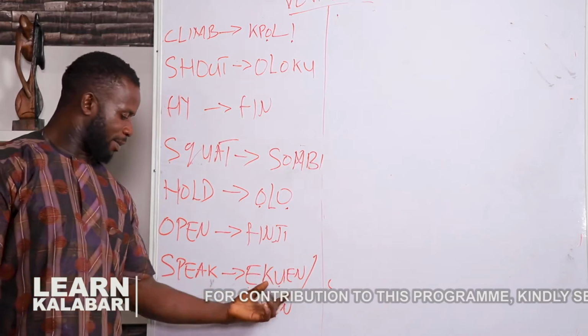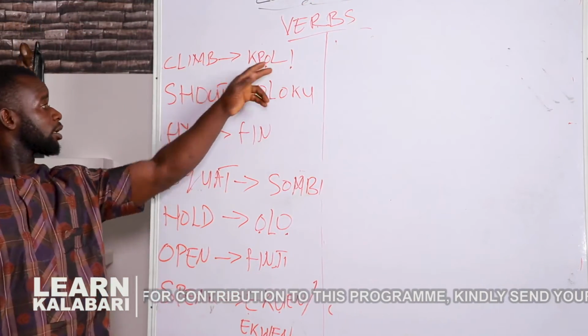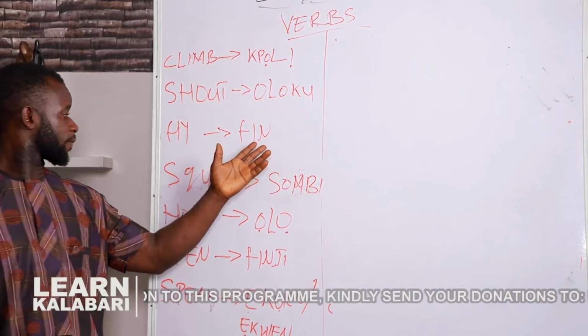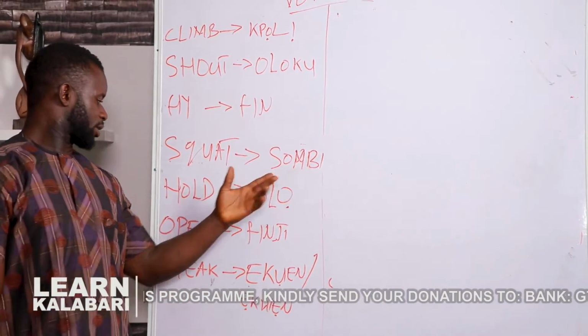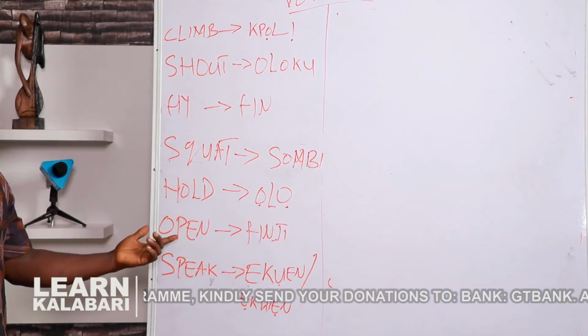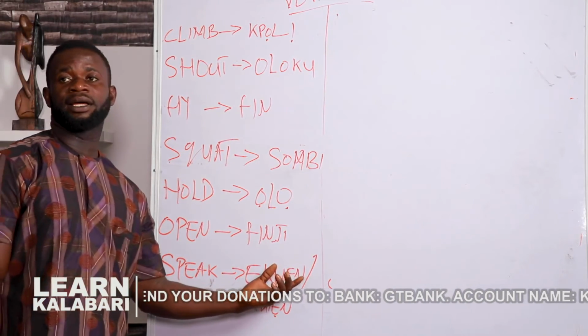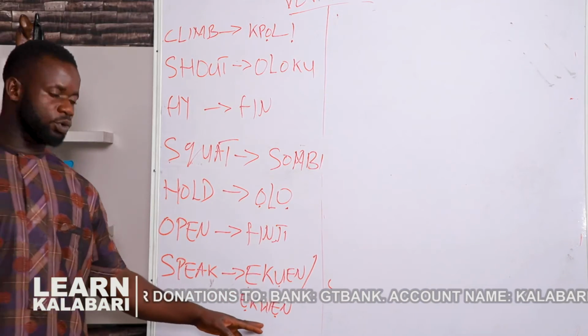Begin take a ekwen, speak. Climb as poly, shout as oloku, fly as fin, squat as sumbi, hold as olo, open as finji, speak as ekwen. The writer provided two good spellings for us.